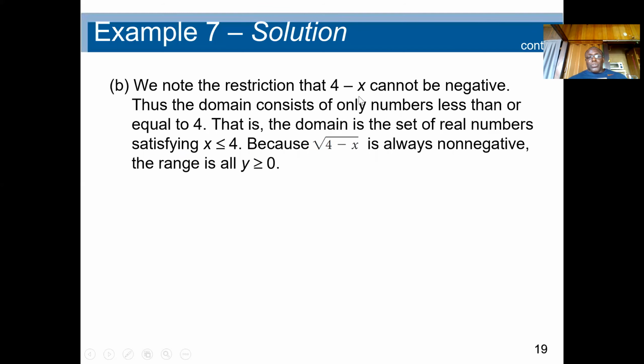So we know the restriction that 4 minus S cannot be negative. Thus, the domain consists of only numbers that are less than or equal to 4. So those will be the domain. A, the domain will be any real numbers. B, the domain should be any value that is less than or equal to 4.